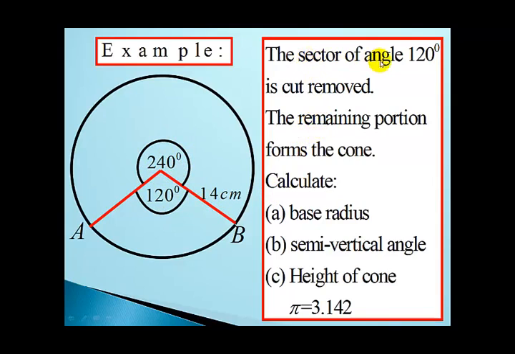After the sector of angle 120 degrees is cut removed, the question goes on to say that the remaining portion forms the cone. So what is the remaining portion? The remaining portion is the portion with the 240 degrees angle. That is the major sector. The remaining portion is the portion left after the 120 degrees has been cut removed. It means that the cone that we are going to form is the cone from the sector of angle 240 degrees. Now we are asked to calculate the base radius, the semi-vertical angle, and the height of the cone, giving the constant pi to be 3.142.